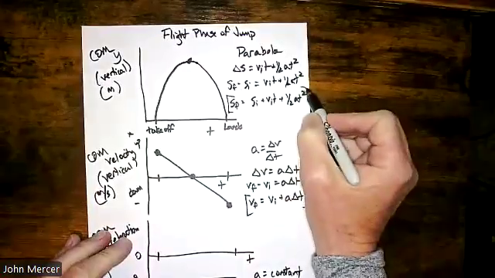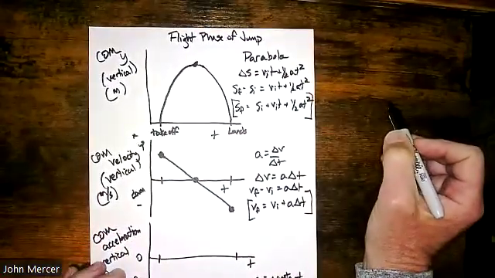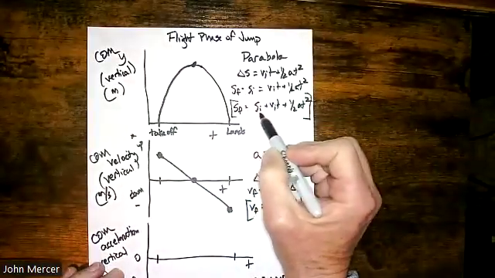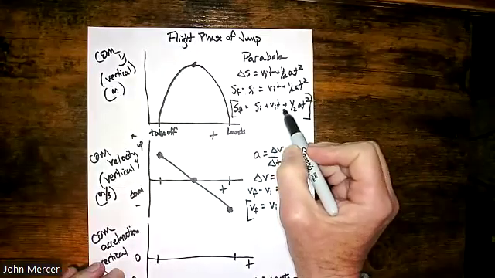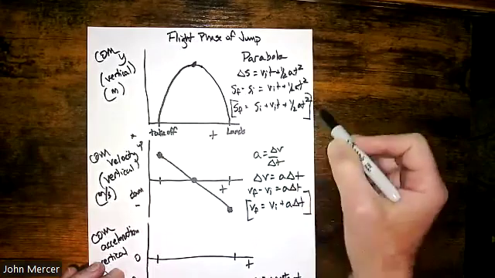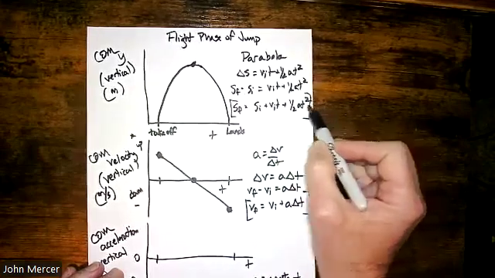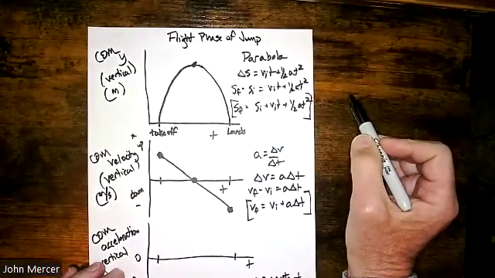This is another equation of constant acceleration. You should know this equation. All this is saying is the final position is equal to the initial position plus the initial velocity times time plus 1/2 a, which is constant, times time squared. This is the equation we often use to calculate jump height.